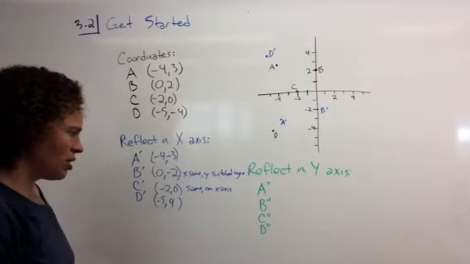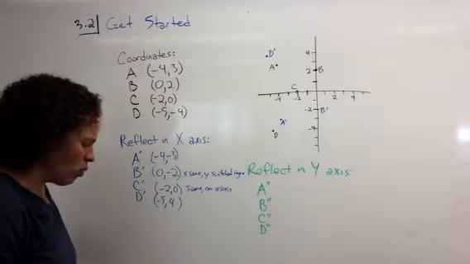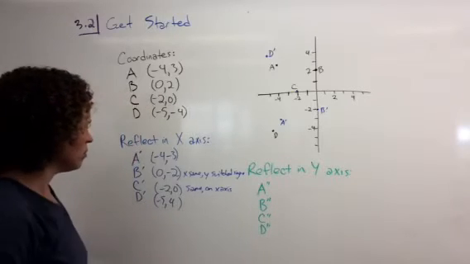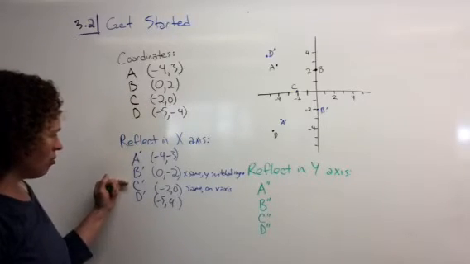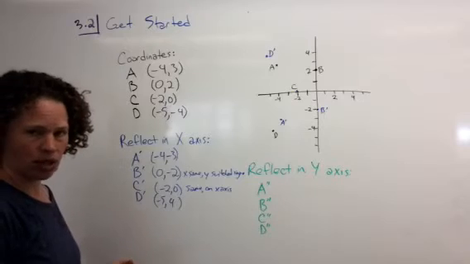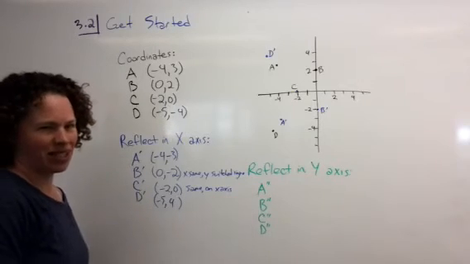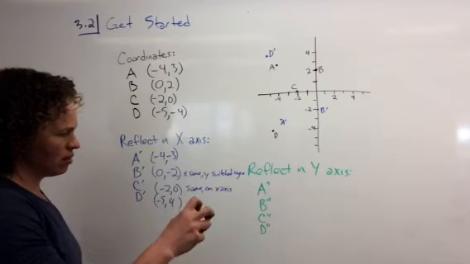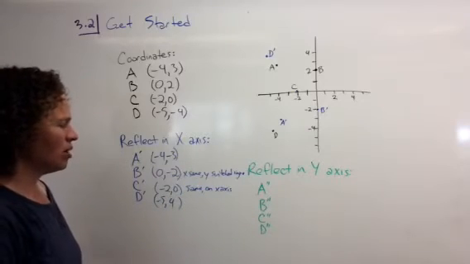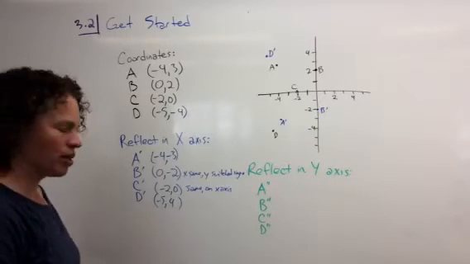The next part is you're supposed to do the same thing but reflected in the y-axis. These guys were all A prime, B prime, C prime, D prime, whatever. These guys are prime prime. They use the double tags there. Not a really big deal, but just look out for it in your book.